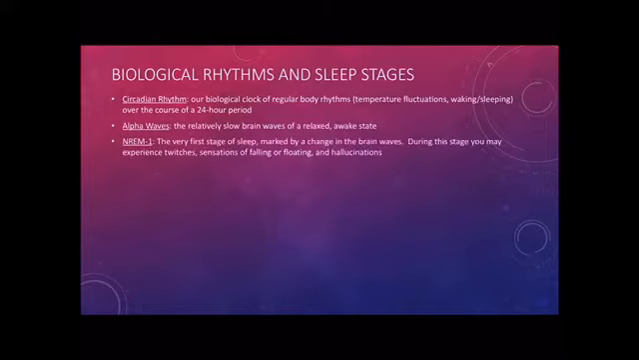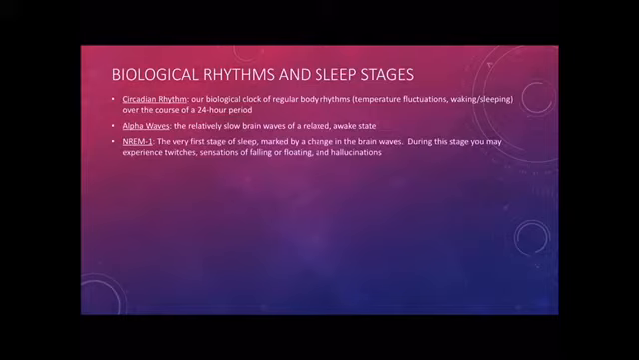So next to NREM 1, I want you to write down the term hypnagogic sensations. And that's spelled hypnagogic. Hypnagogic sensations. And also, never mind, nothing else.